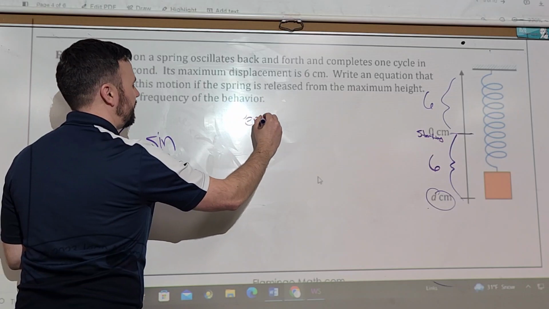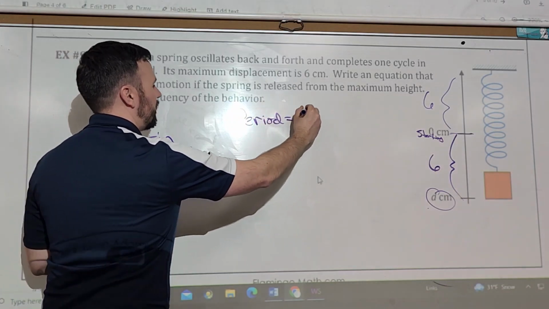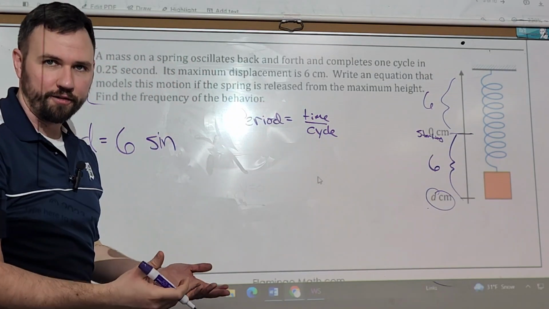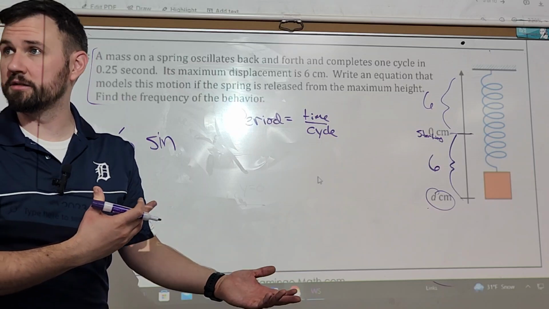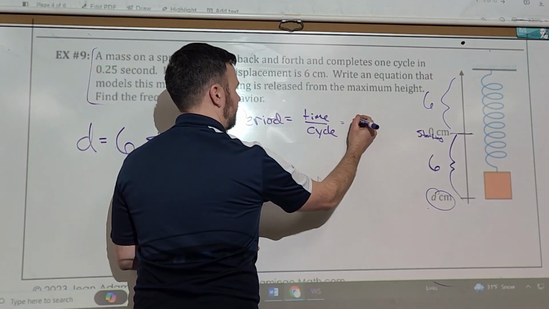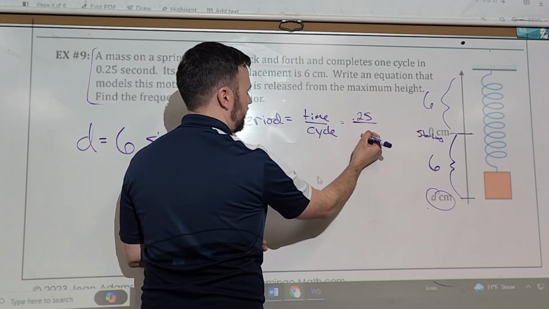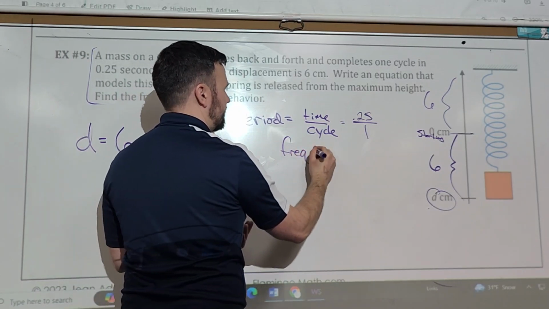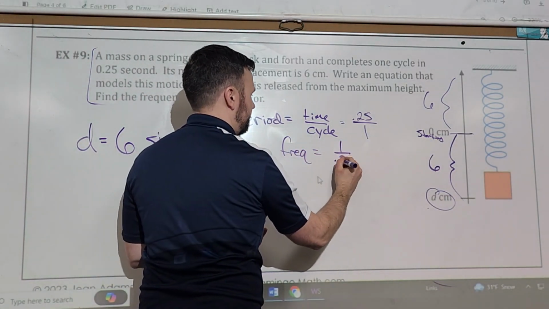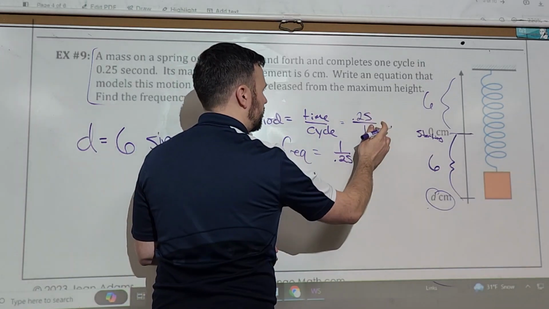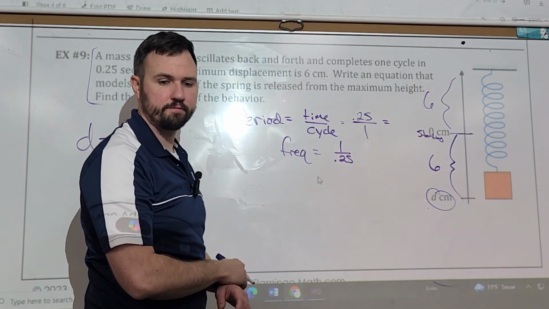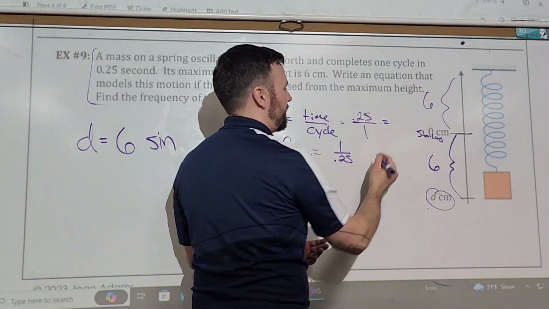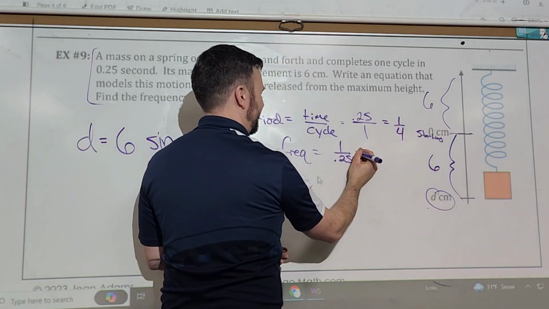All right, so what's my period? What's my equation for period? It's time over cycle. I could find the frequency and use that to reverse engineer, because I want the period to plug into my equation. What's my time? 0.25. How many cycles do I complete in that time? 1. So I could still find frequency. That would be cycle over time, right? They both work. What's 0.25 divided by 1? It is 0.25 because you're dividing by 1. It's 1/4.